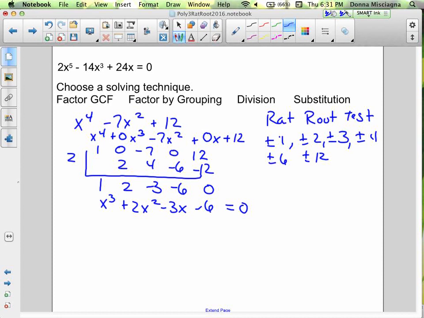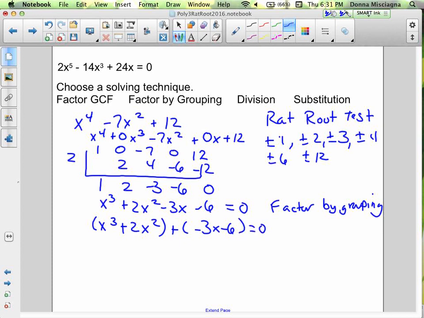And now at this point, you could use factor by grouping and not have to use synthetic division twice. Not that it was that hard, but if you didn't really know what the answers were, that might take you a little longer. It's a lot easier when we know what the answers are. So x cubed plus 2x squared would be a group, plus negative 3x minus 6 would be a group. And then we'd pull out the x squared, and we'd have an x plus 2.